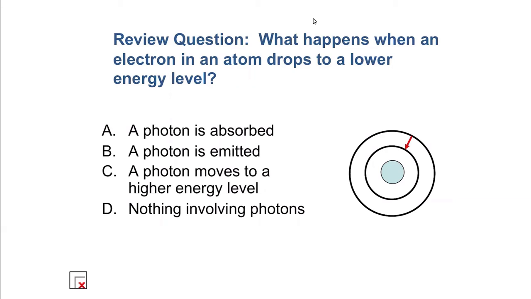We'll start today's video with a review question covering material from the last class. Today's question is, what happens when an electron in an atom drops to a lower energy level, as seen in this diagram?